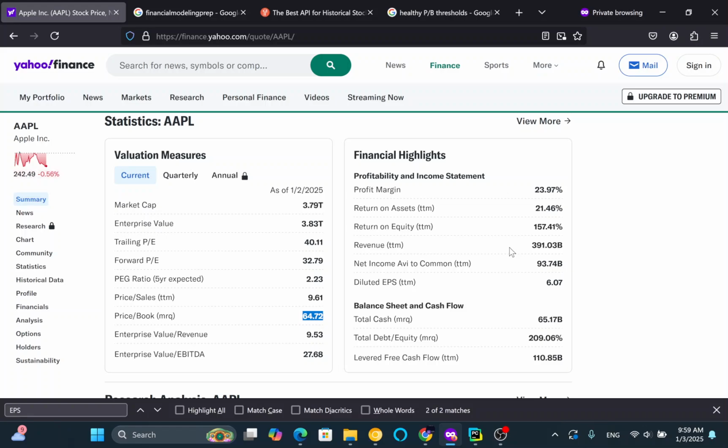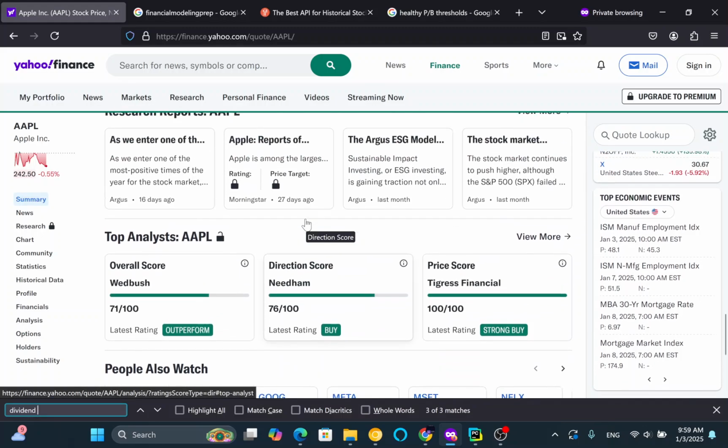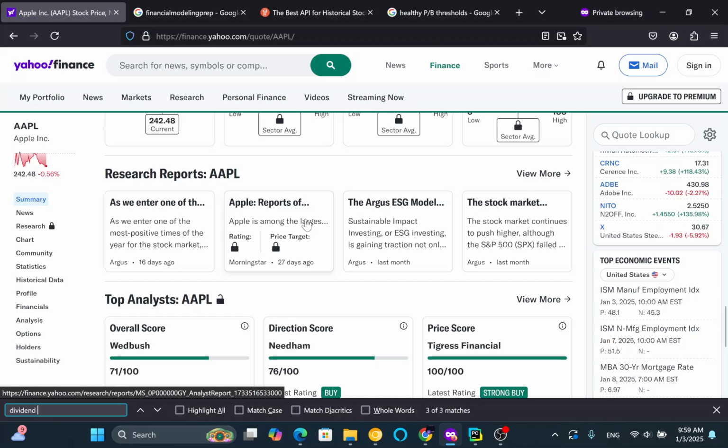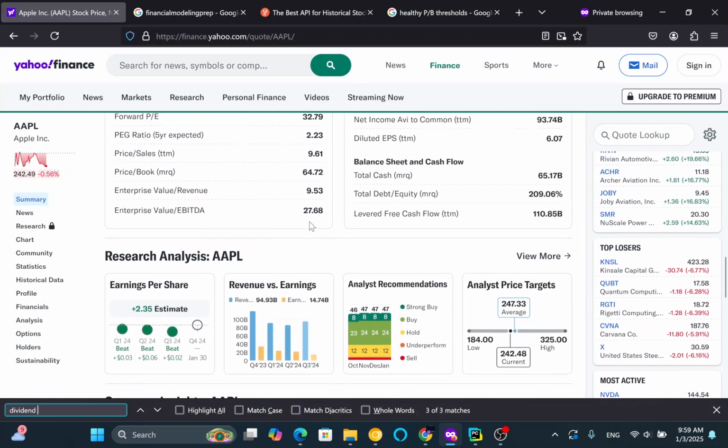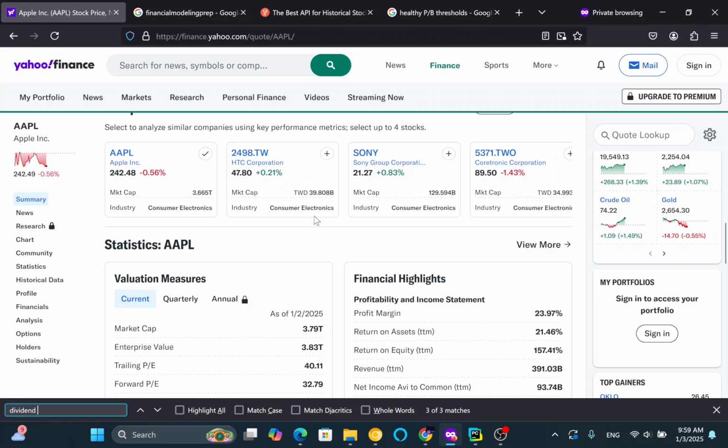Next comes the dividend yield, the annual dividend payment as a percentage of the stock price. Let's check for that one. Dividend score. It's hidden. Basically, the higher it is, the higher the income of investors is per stock, and the higher the desire or demand for the stock.